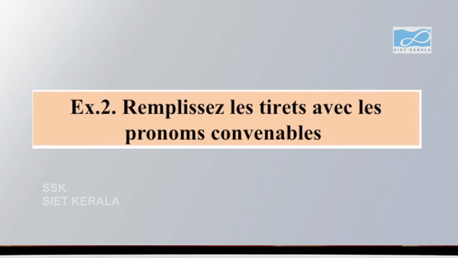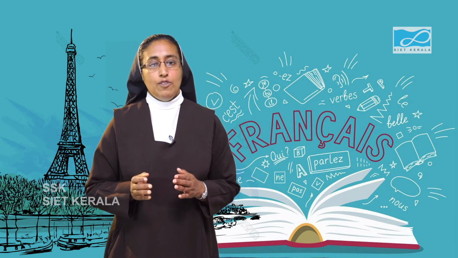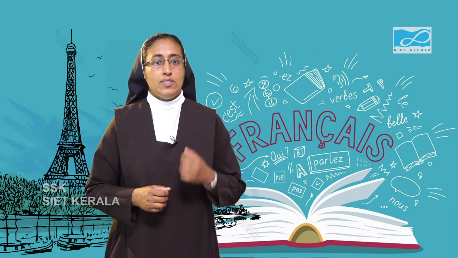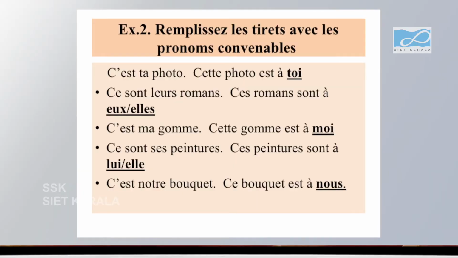Let's try the next exercise. Remplissez les tirets avec les pronoms convenables. Fill in the blanks with the suitable pronouns. So here you're going to use the second explanation I gave you regarding how to express possession. Remember, we learned you make use of the verb être followed by the preposition à and then the pronom tonique. So the first sentence goes like this. C'est ta photo. It is your photo. So we could go, cette photo est à toi. This photograph belongs to you.